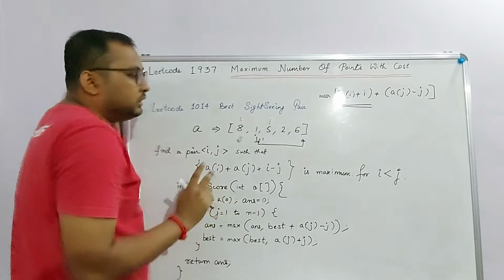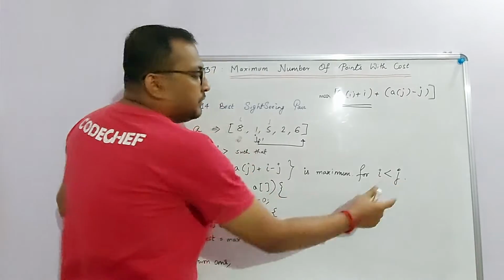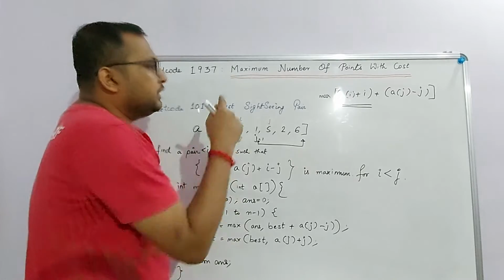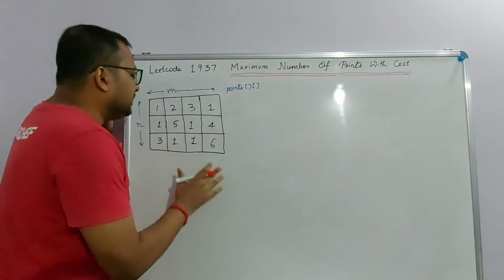Note why this works. This works only because i is less than j. We want all the values to the left of j. That's why this works. So let's see for this problem now. Let's get back to the original problem that we had.